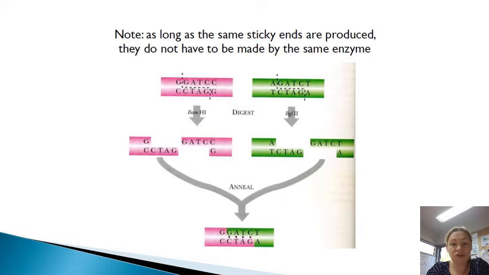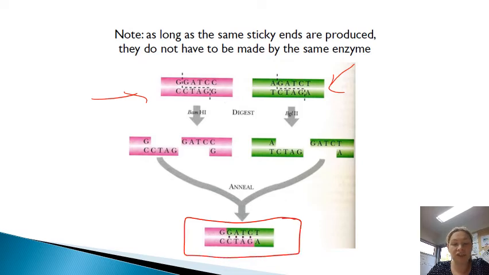Okay, we can see two different pieces of DNA, a pink one and a green one. They have both been cut with the same restriction enzyme and therefore they've been able to easily join and anneal together. The words join and anneal are the same. Anneal just sounds better in our biological context.